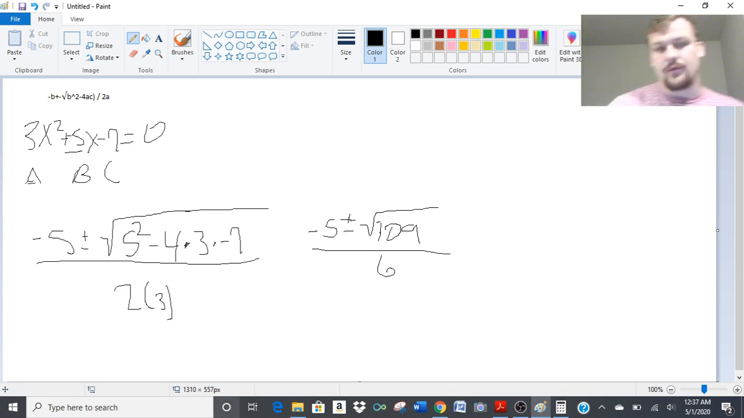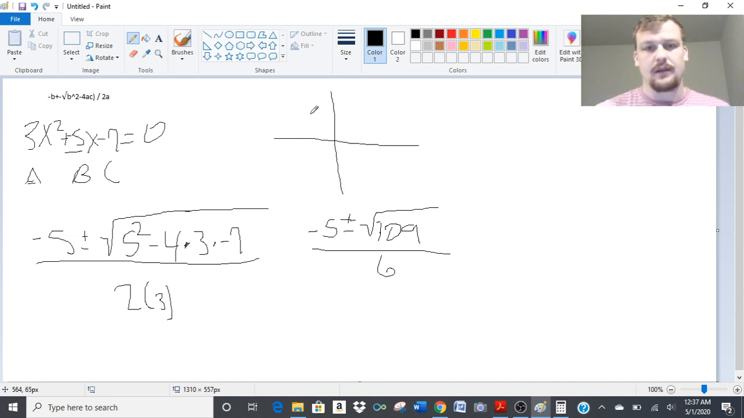Let's see. Now what do we do? Okay, this is where it's not tricky, but it's important to understand. Let's say this is our graph here, the quadratic equation. So the plus and the minus. Solving for the minus would give you where it crosses the negative on the x-axis, and solving for the positive would give you the positive on the x-axis.